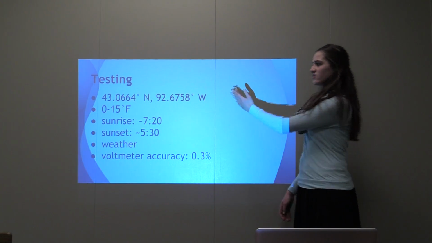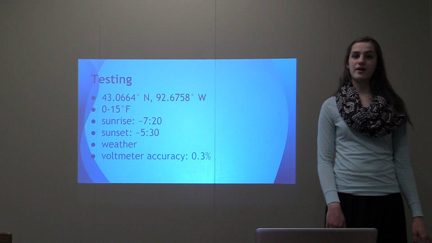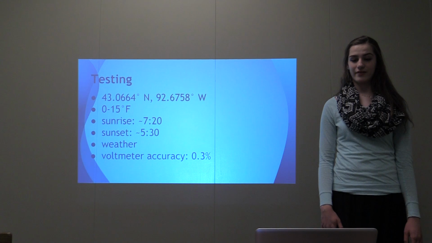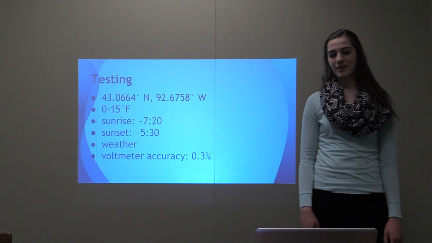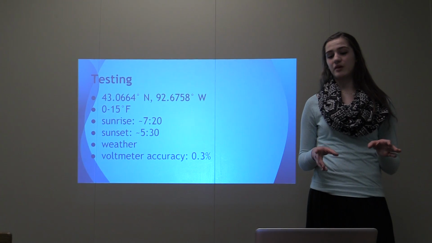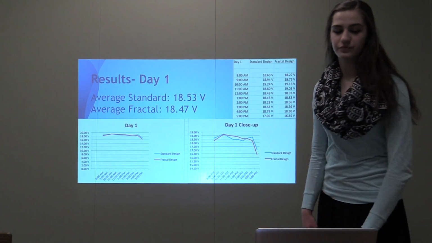These are just my coordinates. It was about 0 to 15 degrees Fahrenheit over the day. The sunrise was at 7:20 and the sunset was at 5:30. It was very sunny the first day, but cloudy the second day. I used 2 different voltmeters. They were within 0.3% of each other, so that was very accurate.